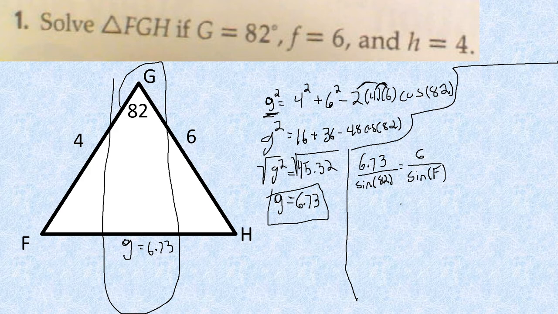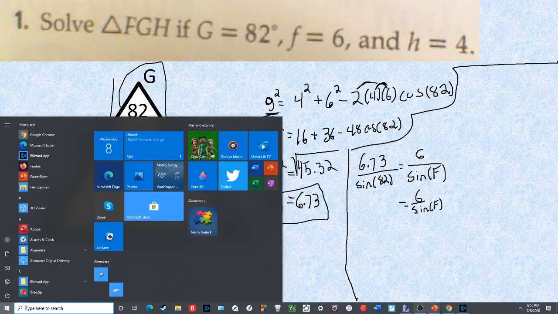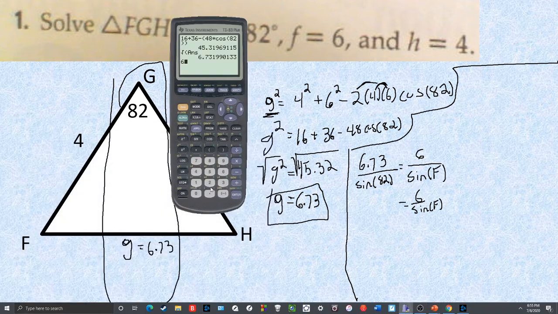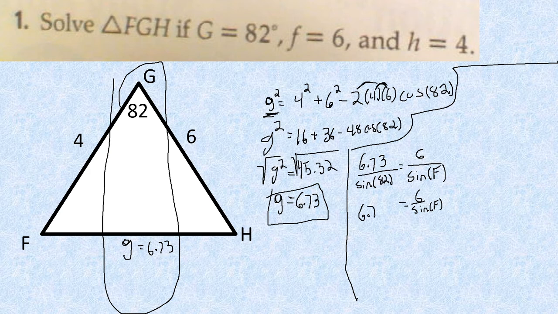So what I'm going to do here is the same thing as last time. I'm going to figure out what this is here. So let's see what that big decimal is. 6.73, which I got from my previous problem using law of cosines, divided by sine of 82. 6.7961.